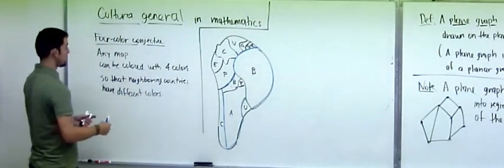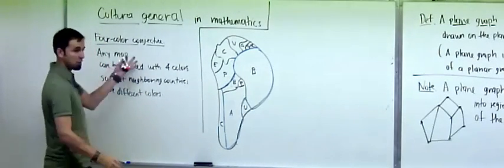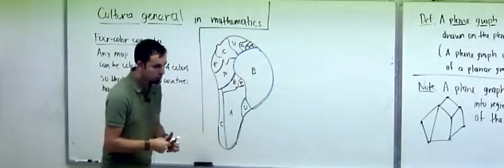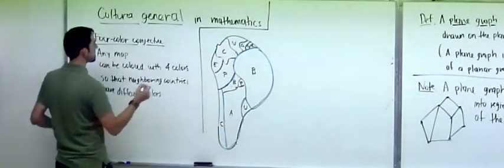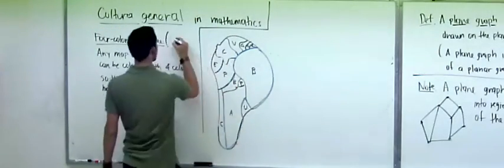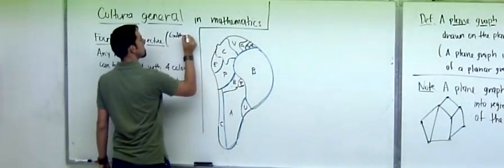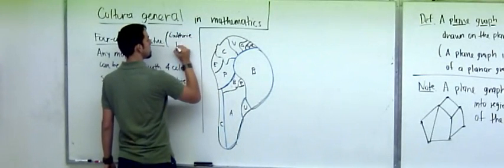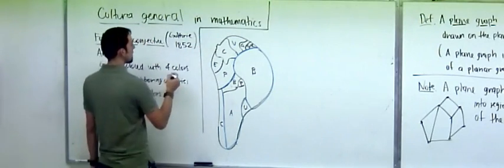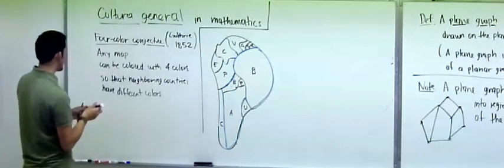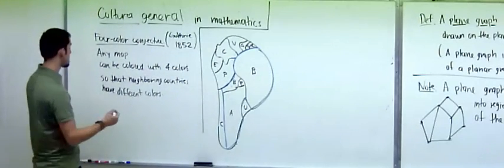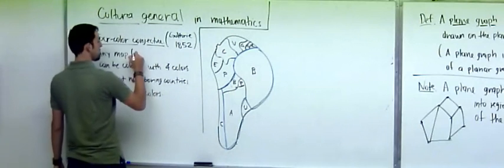And so this kid noticed in 1852 that he could always do this. This is a conjecture of Guthrie in 1852. He was just a student who was coloring maps, having fun with it. He conjectured that any map could be colored in this way, and he asked his teacher, why is this true? I should say any map where the countries are connected.